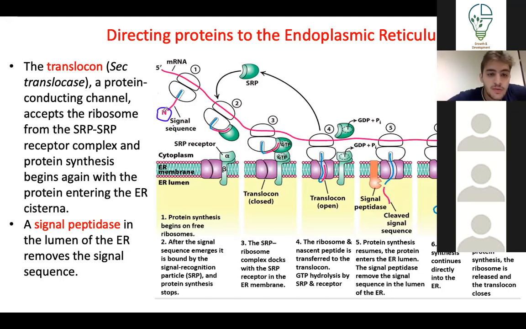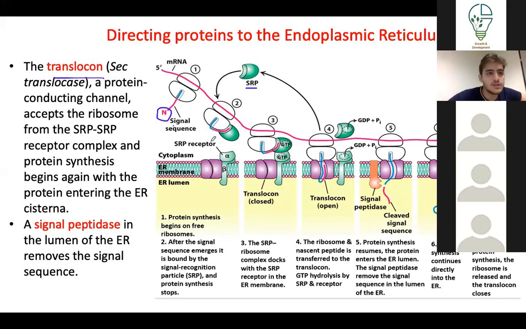So the signal sequence located at the N-terminal will be immediately recognized by a signal sequence receptor. So a signal sequence points to its receptor. It will get recognized by a signal sequence receptor, which will move it to something called a translocon, or they gave it another name, sec translocase, but stick to the first one. Keep the other one in mind, because you don't know how they can ask.